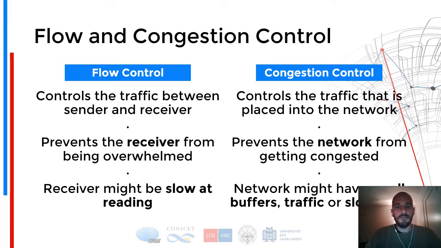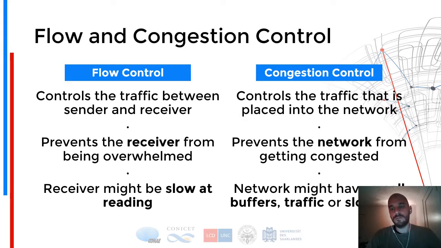Slow meaning receivers that basically process or can receive data at slower rates than what the network operates or what the transmitter can actually send. So flow control is more on the sender and receiver side. Congestion control is a similar but different problem. Congestion control is about the traffic that is placed in the network, in between the sender and the receiver. And the idea of congestion control is to prevent the network from getting congested.